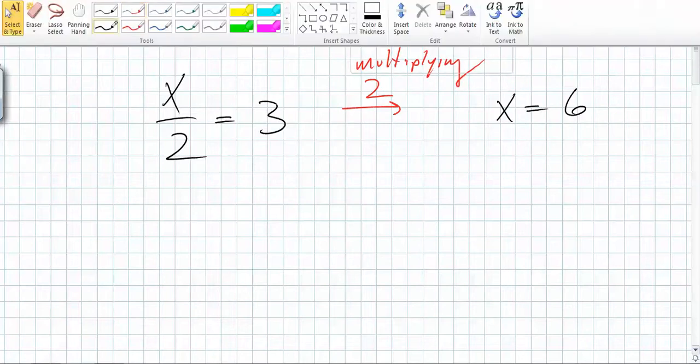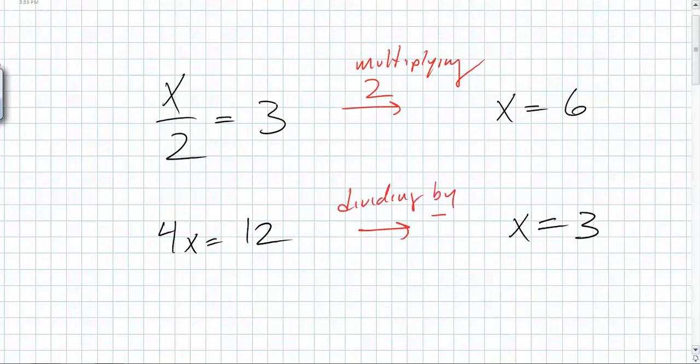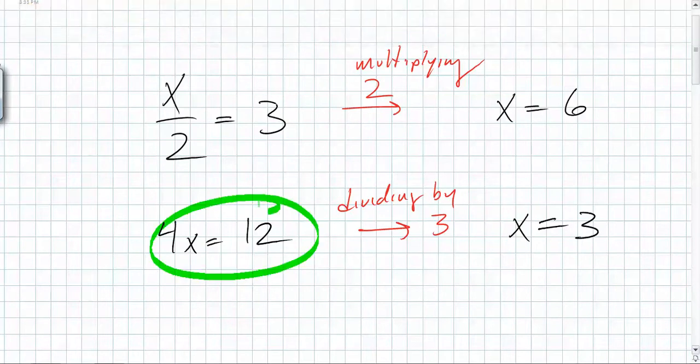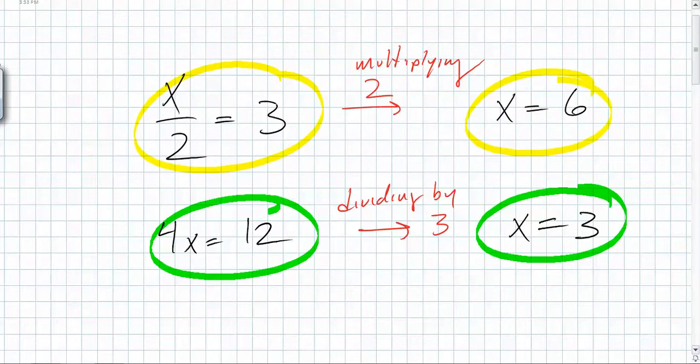We could also have 4x equals 12, which, if we did our work, would mean x equals 3. We would get that by dividing by 4. These are equivalent expressions. This is equivalent to this, and this is equivalent to this. We are isolating the variable, creating equivalent expressions.